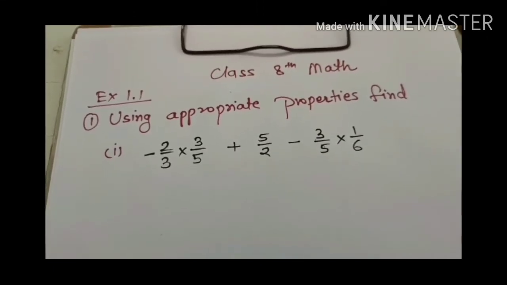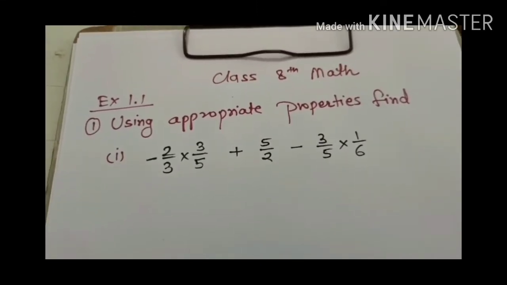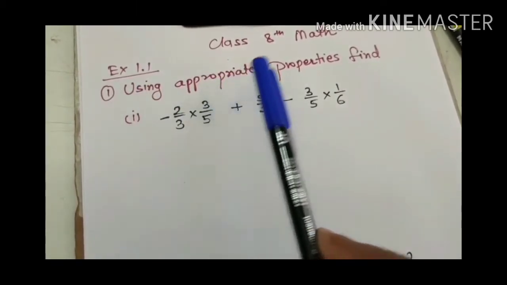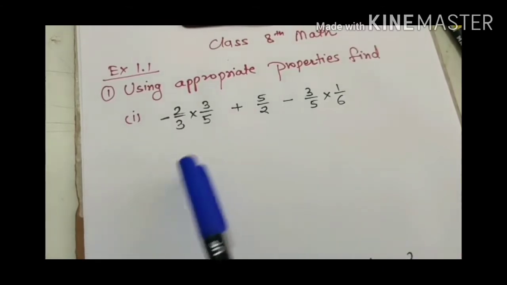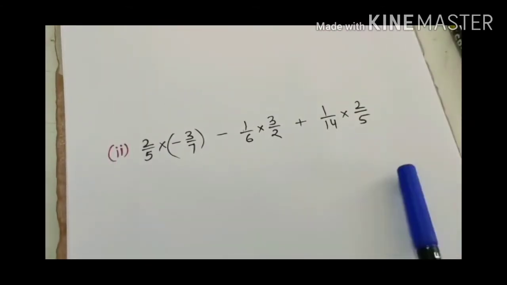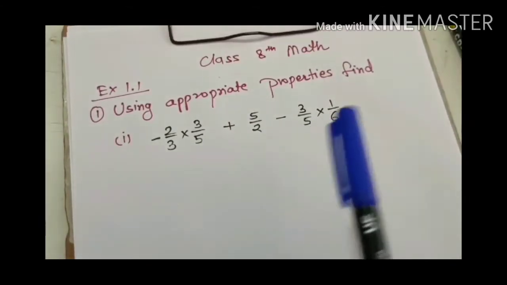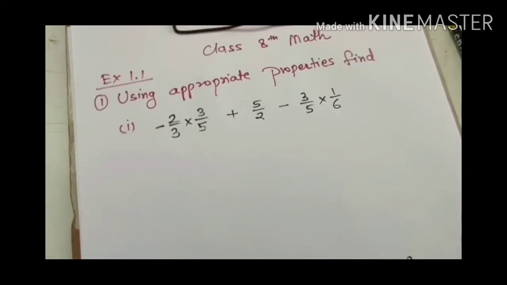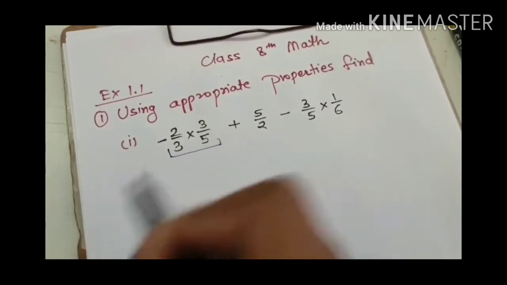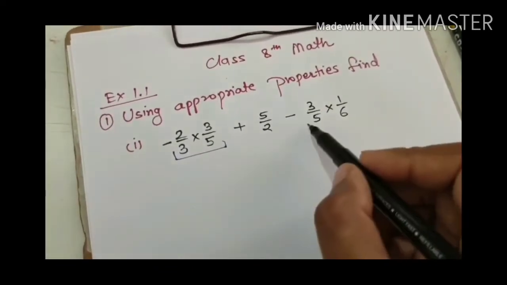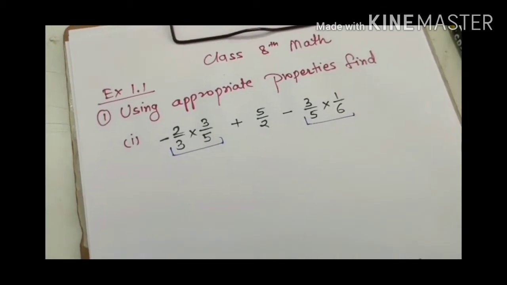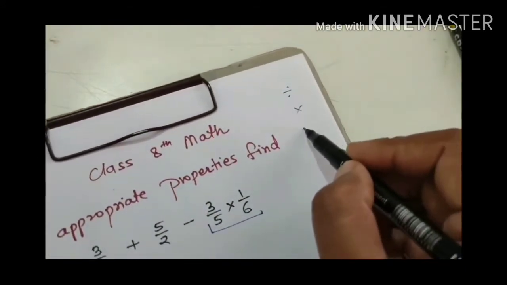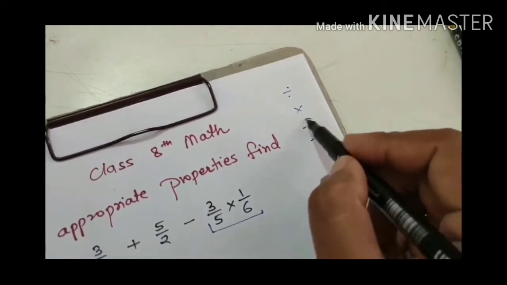Question number 1 is: using appropriate properties, find the following. First one, second one, some other questions are there. So we have to find which kind of property is used here. We have already discussed those properties. Now we have to find them. Okay, so we will go one by one.